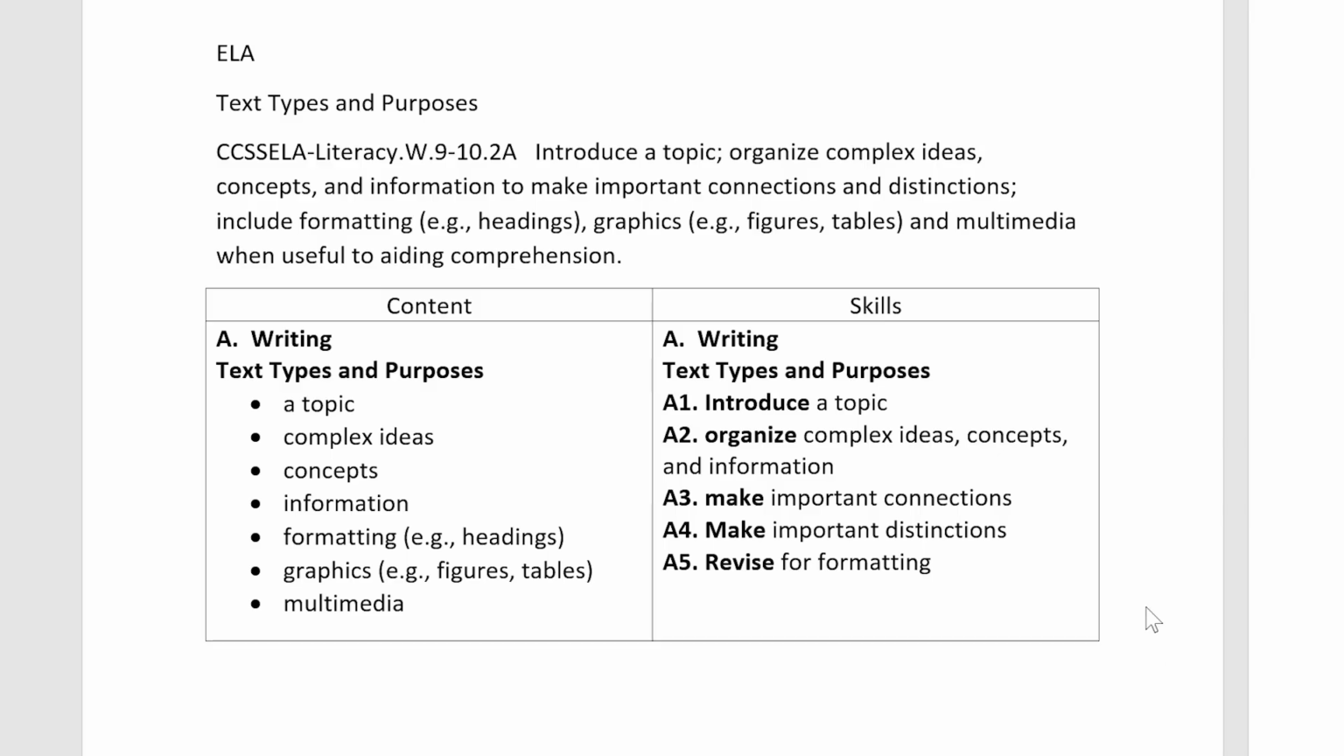Now, revise for formatting, and then A6, now we've got these graphics. So they have to create graphics. Again, I'm going to delete the EG because I already have it. Now, create graphics. Now, it says multimedia. You don't want to think about this. It's and multimedia. So create graphics to aid in comprehension.